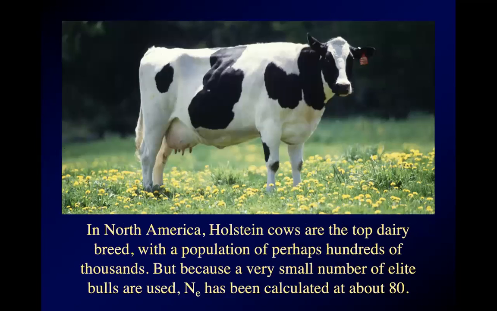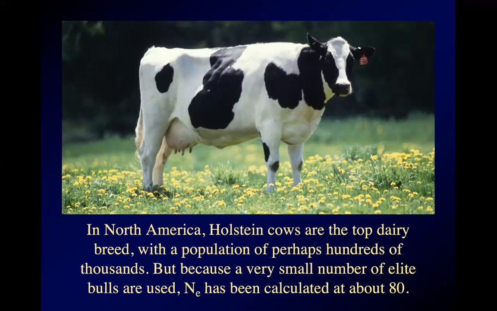And the upshot is that many cow breeds have an extremely small effective population size. In North America, Holsteins, that's a Holstein, they're the top dairy breed. Most of your milk comes from Holsteins, and they might have a population of several 100,000. I'm not even sure how many Holsteins we have, but it's quite large. The problem is that they're all being inseminated and bred using frozen semen from a very small number of elite bulls, and the effective population size has been calculated at about 80.